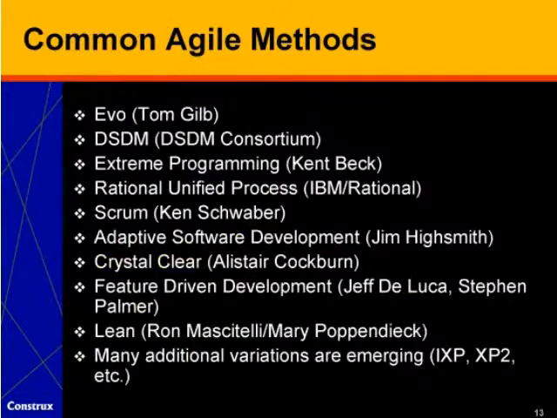What we saw is that a number of methods either were developed as Agile methods or were subsumed under the Agile umbrella. That included methods like Tom Gilb's EVO approach, the DSDM, Dynamic System Development approach that had been developed in Europe, extreme programming, of course, Scrum, adaptive software development, and some other approaches.